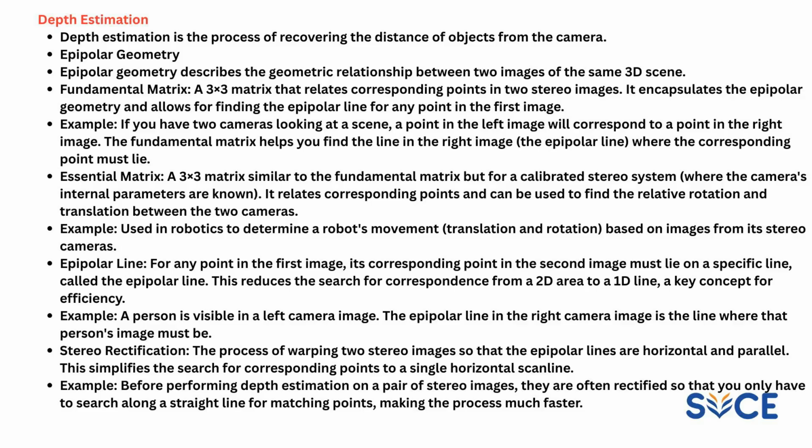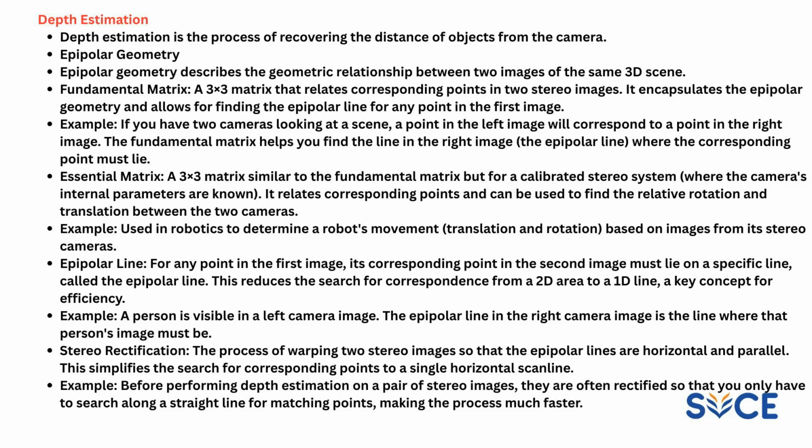For example, two cameras are filming a scene. Imagine you pick a point in the left image. Using the fundamental matrix, you can calculate the line in the right image where the matching point must lie. That is the magic. That is how the fundamental matrix works, using 3x3 matrices.